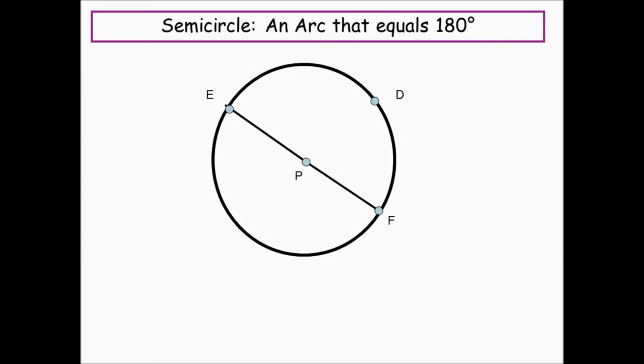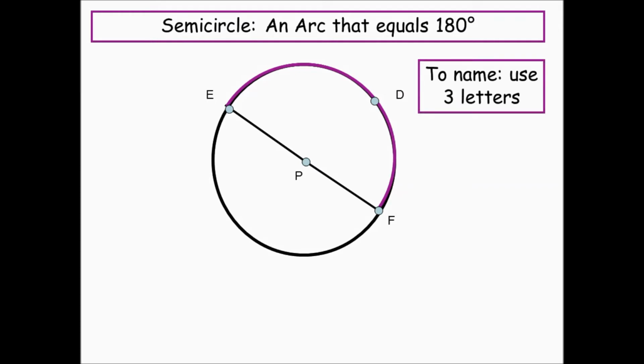A semicircle is an arc that equals 180 degrees. We're going to use three letters to name it. And the semicircle in this picture would be arc EDF, or you could say arc FDE.